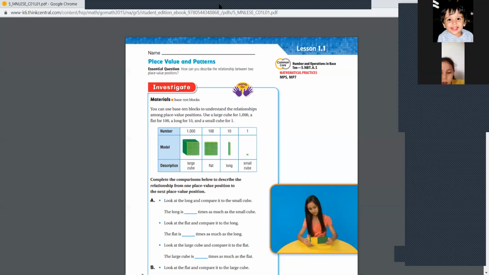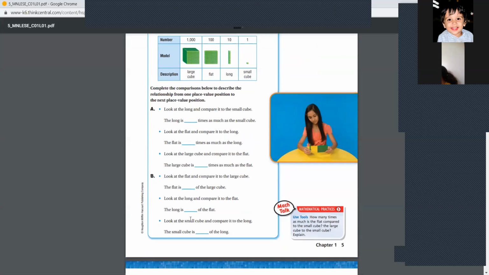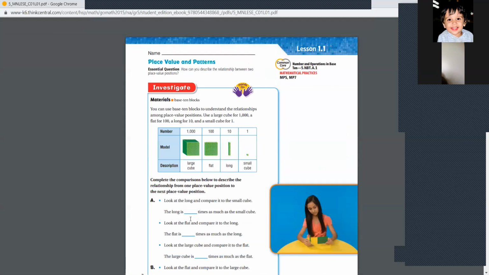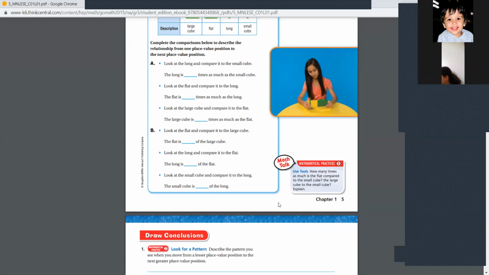I will show you the lesson in the book. This is your book. What can you see on the screen? Cubes. Large cube, flat, long, and small cube. Yes. Now, this is where the lesson will start. You just write on a paper, lesson 1.1. Please write down the name of the lesson and write the page number. Come on, everyone, get a paper.